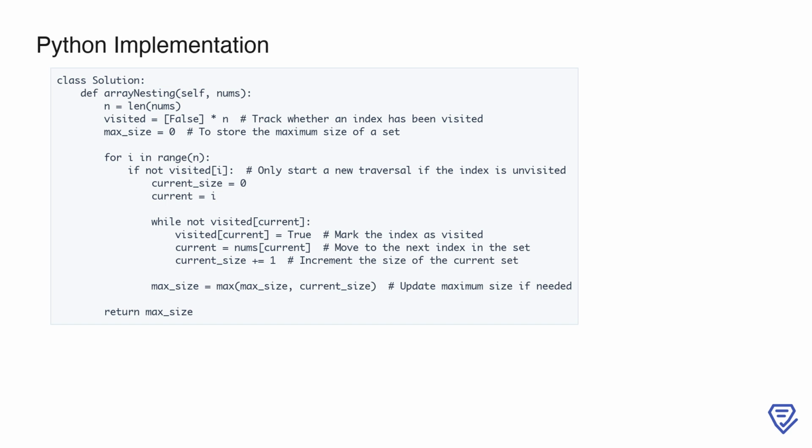Complexity analysis. Time complexity, O(n), since each index is visited at most once. Space complexity, O(n), due to the visited array. This approach is efficient and avoids redundant computations by marking indices as visited on the first traversal itself. It guarantees that each element is processed exactly once, ensuring optimal performance even for larger inputs.